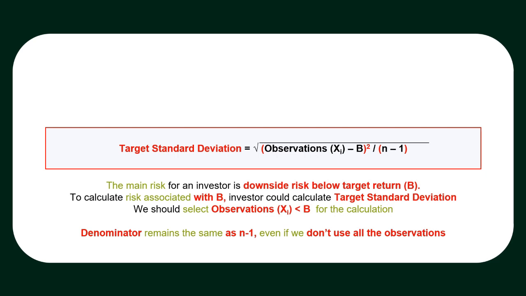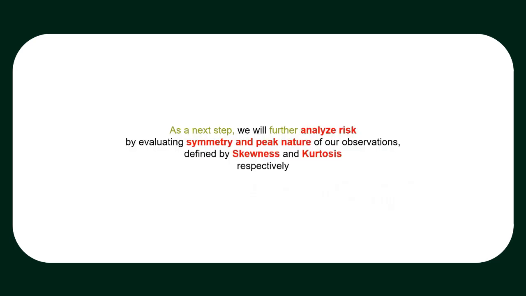We could further modify calculation for standard deviation as investors are sometimes interested in analyzing risk related to returns below their target return. For this particular purpose, investors calculate target standard deviation. Target standard deviation is calculated by replacing mean with target return of the investor and considering observations which are below the target return. However, it should be noted, denominator remains the same as n-1, even if we don't use all the observations.